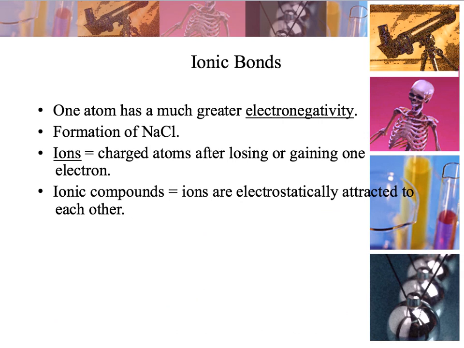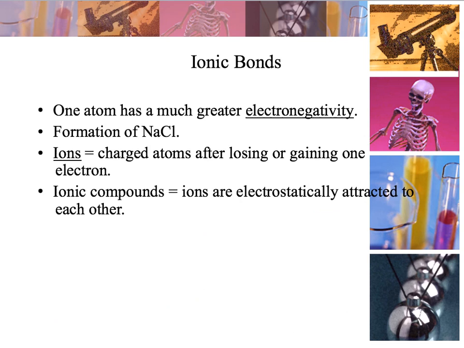Now, ionic bonds. This is where we have such a greater difference in electronegativity that we actually pull off an electron. This is how we form sodium chloride. So ions are charged atoms. After they've lost or gained an electron, they now become charged, so we refer to a charged atom as an ion. Ionic compounds are ions that are electrostatically attracted to each other.